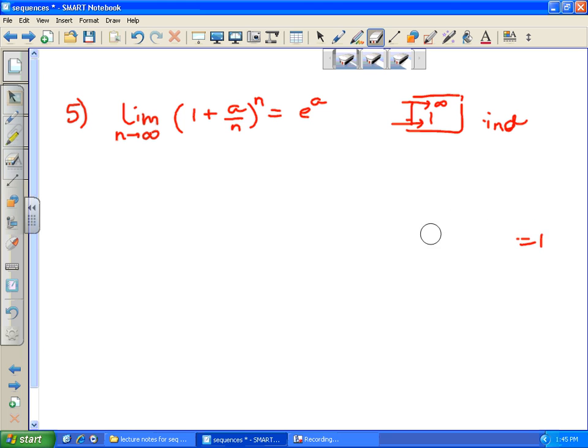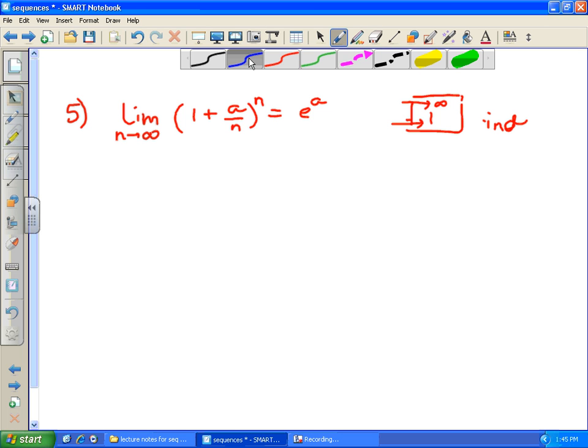How would one prove something like this? Let me give you a hint. You have a variable in the base, which is 1 over n, and a variable in the power, which is n. So any thoughts about how I could prove this equality? Let y be equal to 1 plus a over n, to the n.